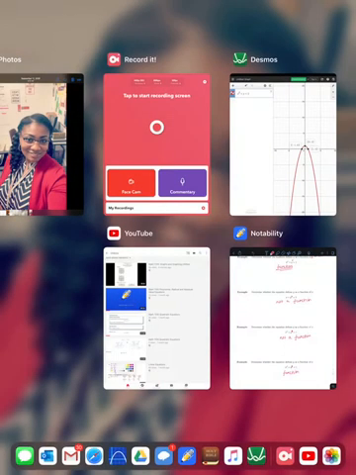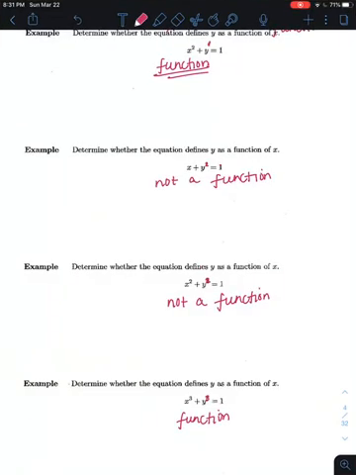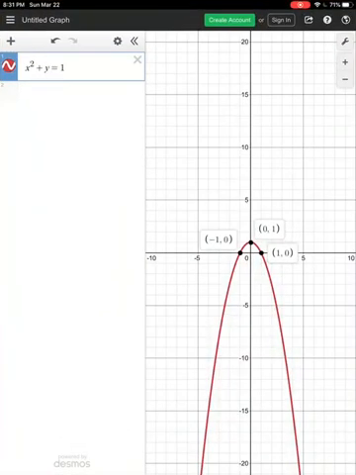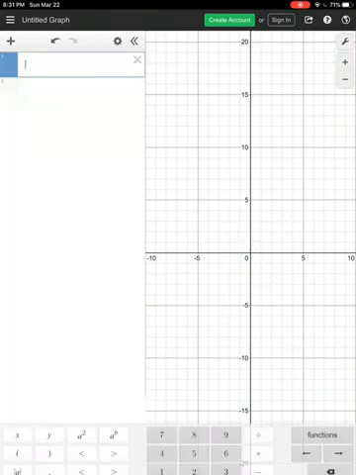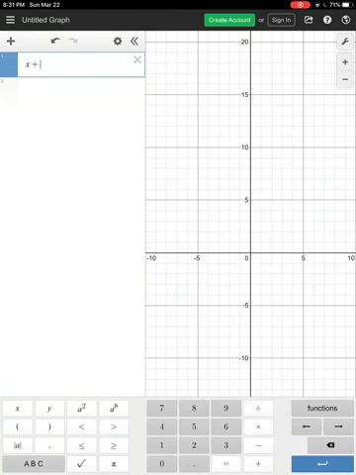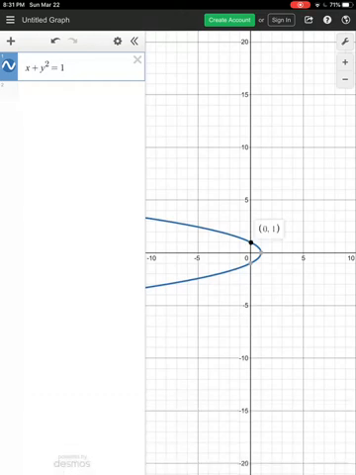All right, the next example was x plus y squared equals 1. So I'm going to delete this out. X plus y squared equals 1. I said this is not a function. And if you notice, you have this sideways curve. You're going to hit more than one point at a time. So that is not a function. And I knew that just by looking at the equation because I saw that y squared.